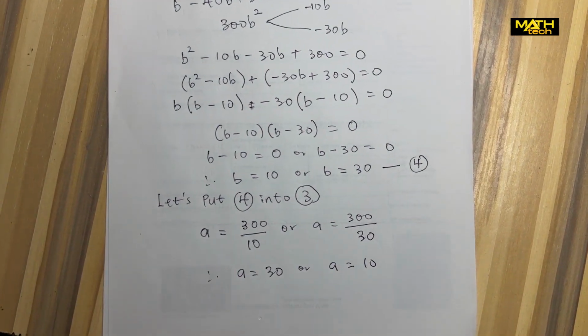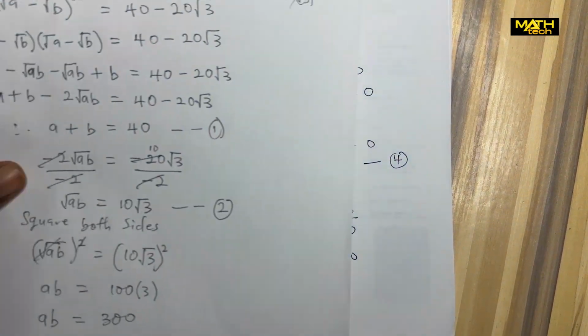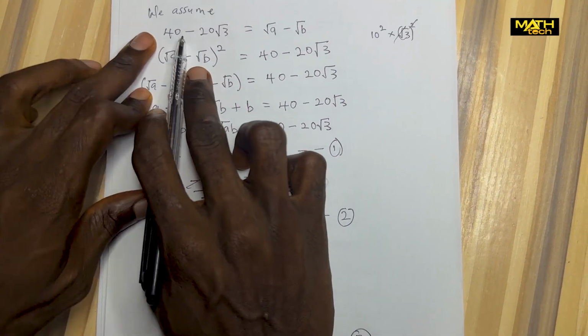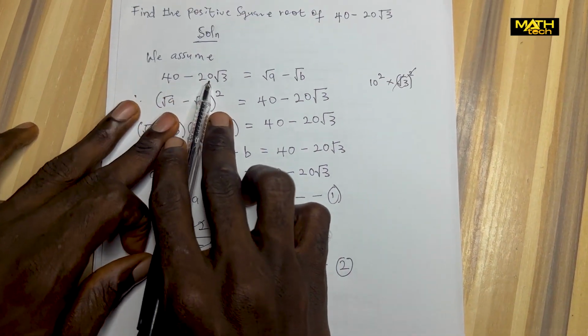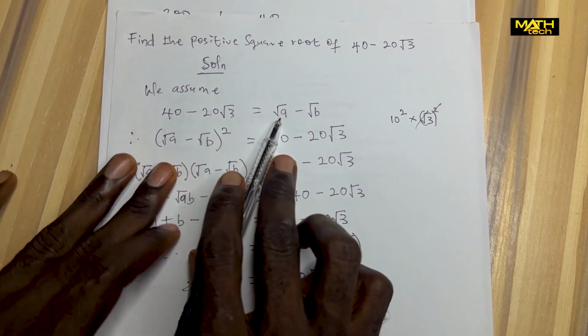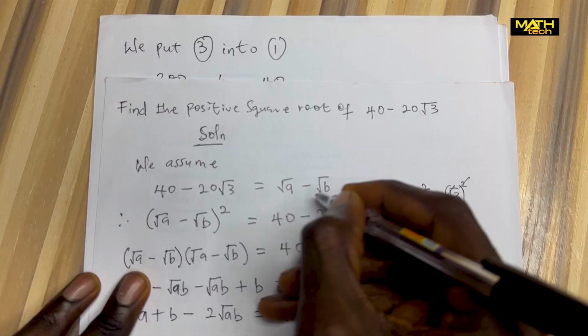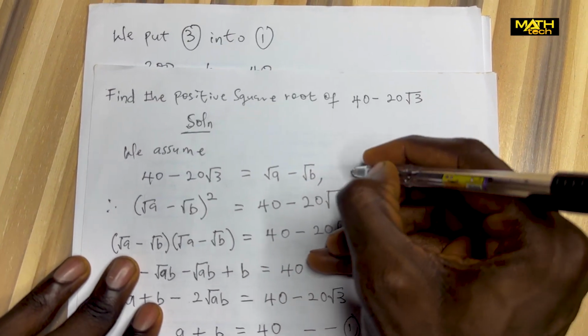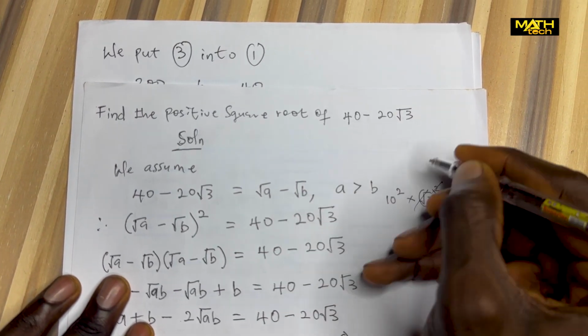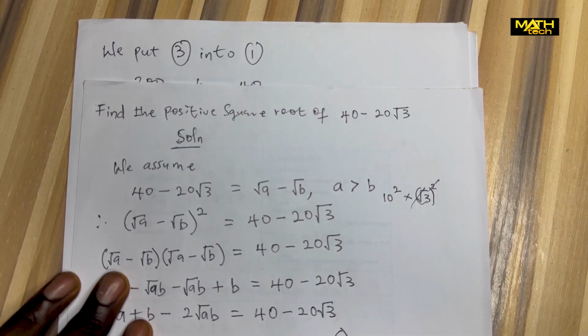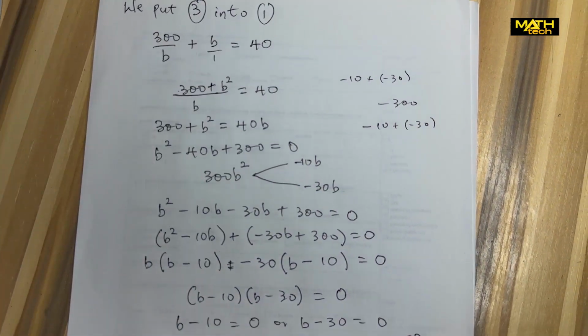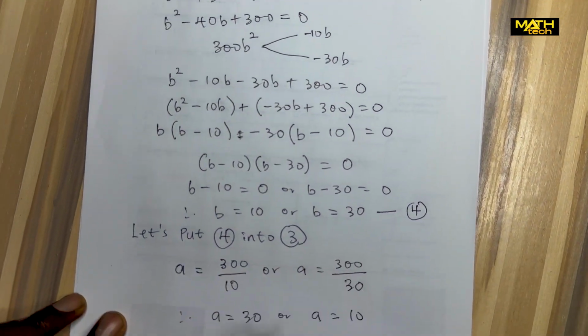10. But there's something I forgot to show us from the beginning. Now I'm bringing us from the beginning, where we assume that 40 minus 20 root 3 equal to root a minus root b. Now, following this assumption, there is a condition that a is greater than b.